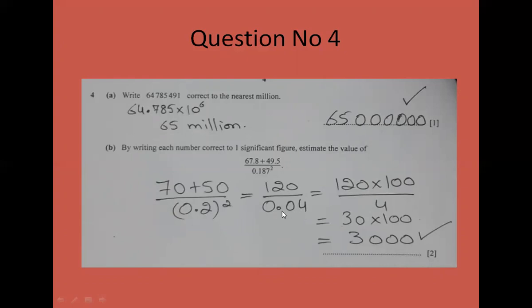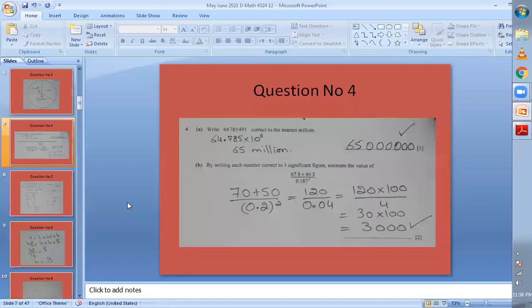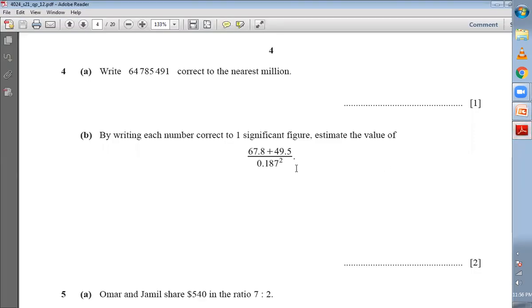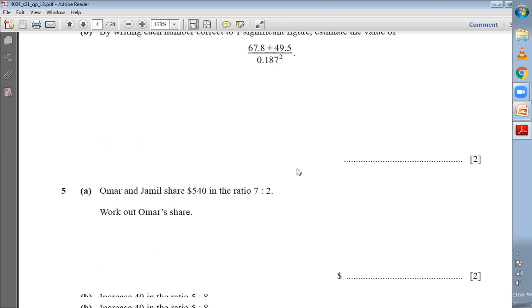I have removed the decimal in the denominator. So that's why I put 100 here. So 4 and 120 cancel. You will have 30 into 100. That will be 3000. So the answer for question 4b is 3000. Okay. So that was question number 4. We are done with this question. Hopefully you understand. And let's go to the next question.